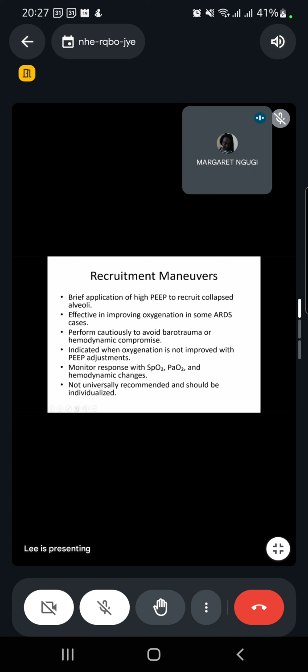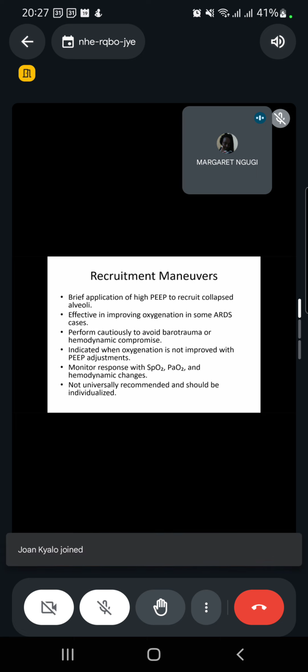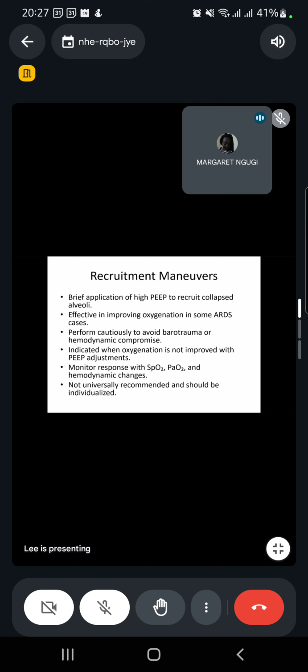And to explain them, there are two methods. There's one where you keep the patient on CPAP, and there's another where you put the patient in pressure control mode. For CPAP, they said it doesn't necessarily improve the outcome, but you can employ it. That's what they said. So you can move to the next slide.